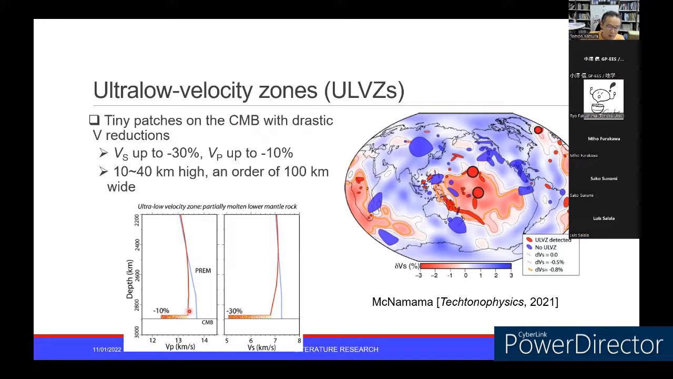This is a representative proposed velocity structure of the ULVZ. This is P wave, this is S wave. The S wave anomaly is minus 30%, and P wave anomaly is minus 10%. And thickness is 10 to 40 kilometers, very thin, and the spatial dimension is on the order of 100 kilometers, 100 or 500 or something like this.